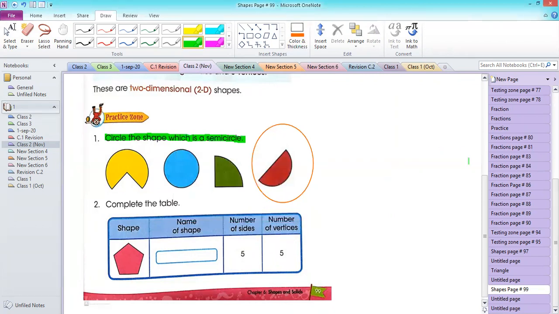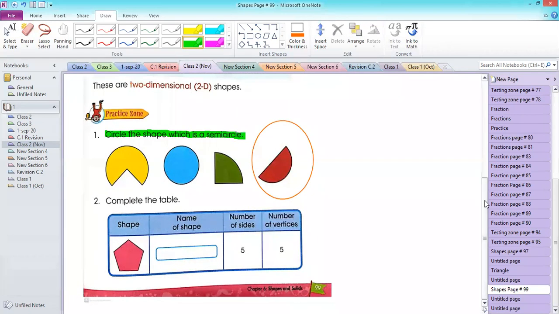This is, I draw a circle here. Now the second question, guys, complete the table. You have to complete the table. You have to identify that shape and you have to write the name of that shape here.